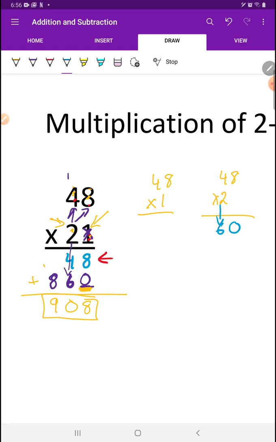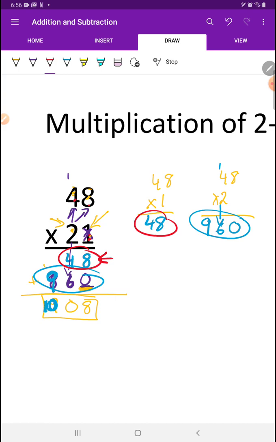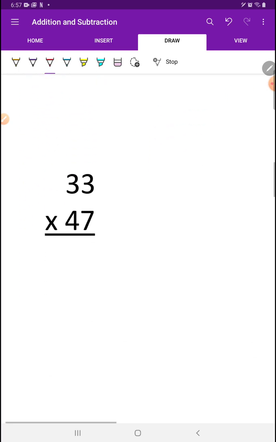So this here is again 16. That makes a 9. Oh, whoops. This should be a 9. My bad. Okay. So 4 times 2 is 8, 9. So see, 960. This one is just 48. And then you just add those two together, which gives you 1008. Okay? So let's do another one.